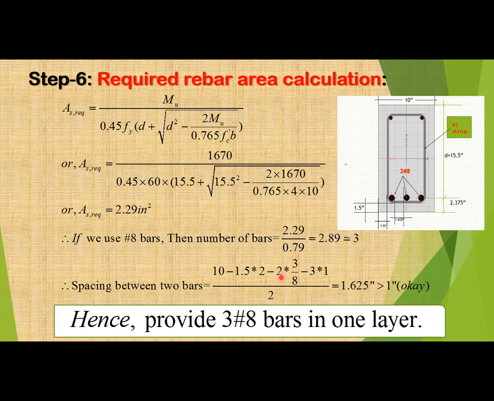So you have to divide this value by 2, which is equal to 1.625 inch, which is greater than 1 inch. We know that the minimum clear spacing between two bars must be at least 1 inch. Okay, so it is greater than 1 inch, so it's okay. Hence provide 3 number 8 bars in one layer. Okay, so the design of flexural steel is completed.